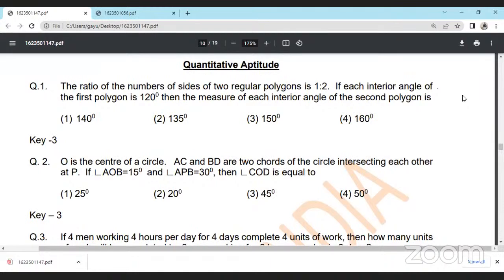So we take up your drawing. Okay, fine. The ratio of the number of sides of two regular polygons is 1:2. If each interior angle of the first polygon is 120, what is the measure of each interior angle of the second polygon?